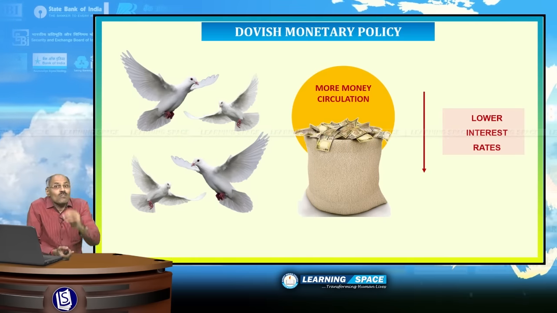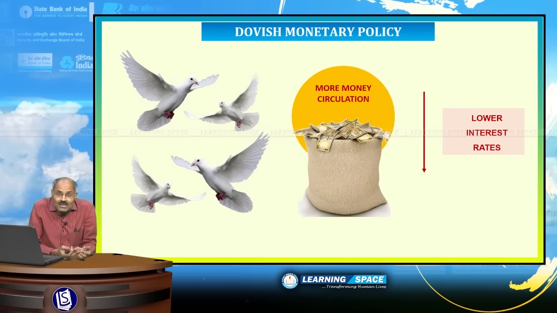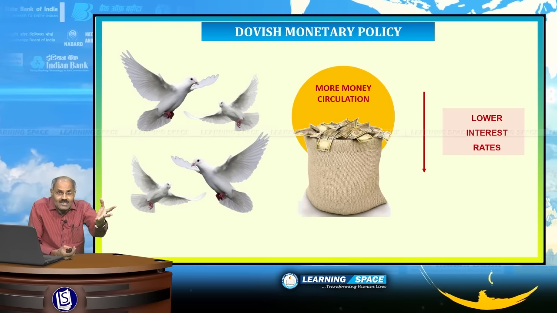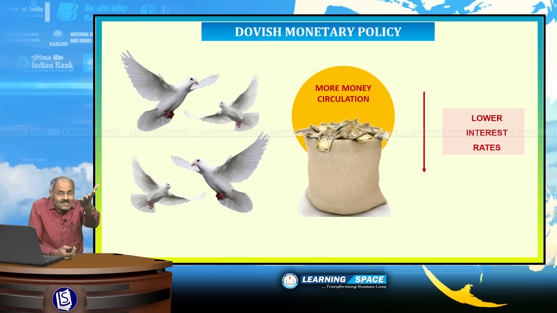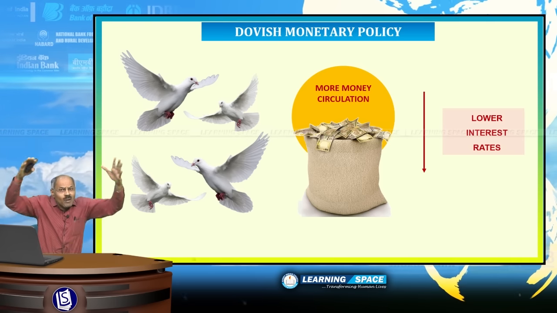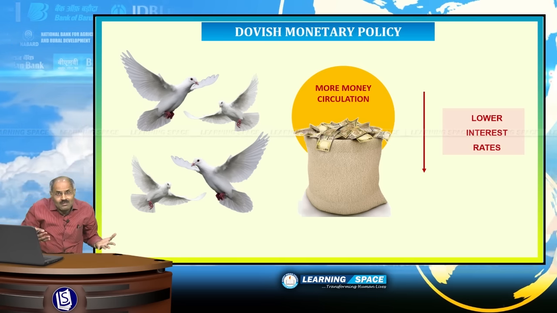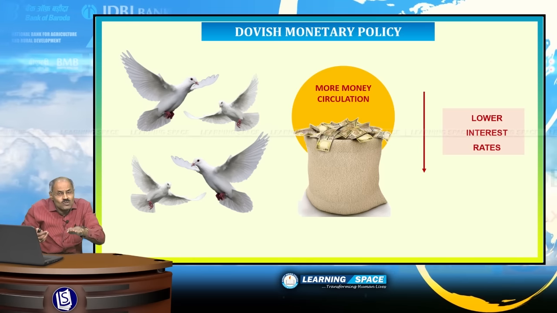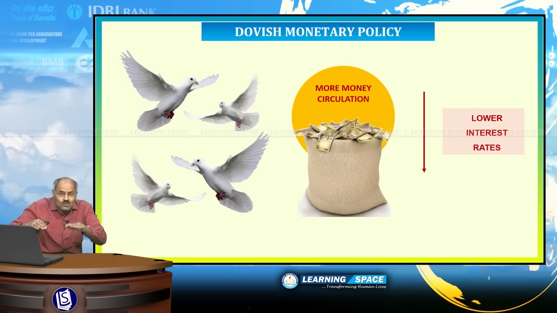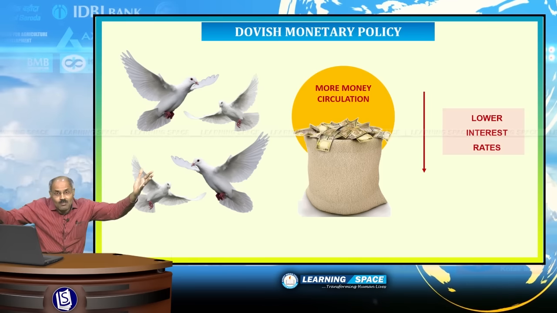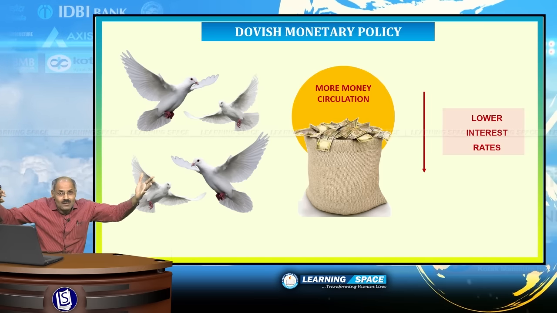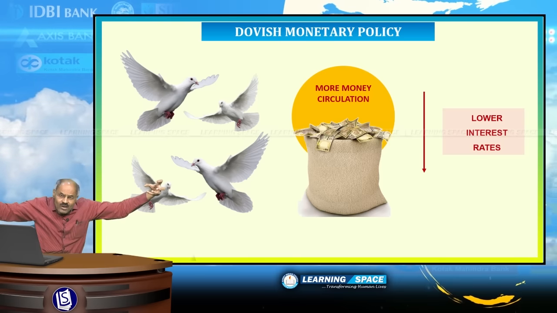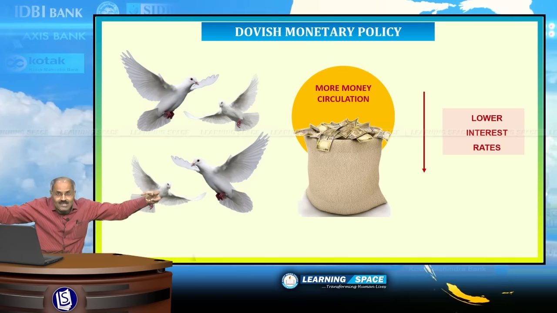Let us look at dovish monetary policy and hawkish monetary policy. What is dovish monetary policy? You know about doves. Please look into this picture. When more money is in circulation, when CRR is reduced, when SLR is reduced, when repo rate is reduced, this is a dovish monetary policy. It puts more money in circulation and leads to more credit offtake from the banking system.